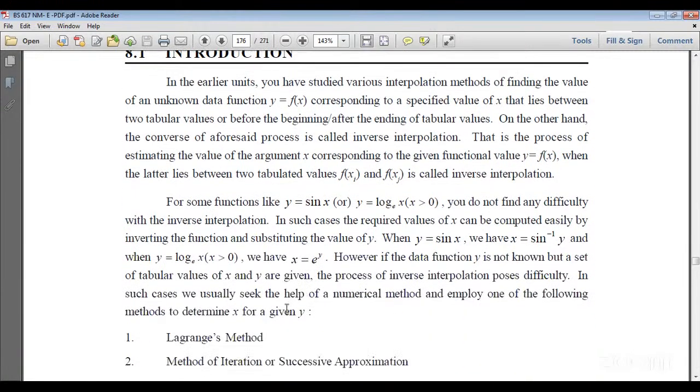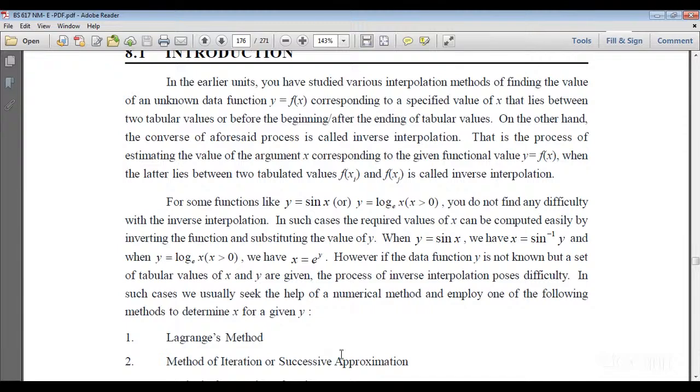For some functions like y equal to sin x or y equal to log x, x greater than 0, you do not find any difficulty with inverse interpolation. In such cases, the required values of x can be computed easily by inverting the function and substituting the value of y. When y is equal to sin x, we have x equal to sin inverse y. And when y is equal to log x, x greater than 0, we have x equal to e to the power y.